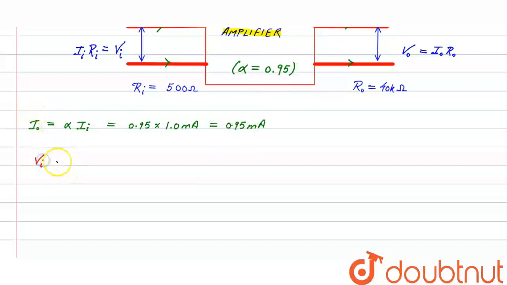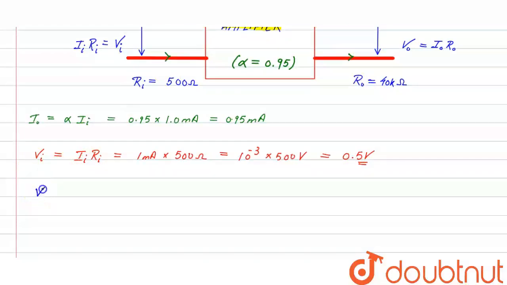For V I, the formula will be, as V is equal to I R, input current multiplied by input resistance. It was 1 milliampere multiplied by 500 ohm. If we solve the milli, that would be 10 raised to power minus 3 multiplied by 500, and as this is voltage, this will be in volts. On solving, we will be getting 0.5 volt. So this is the input voltage.